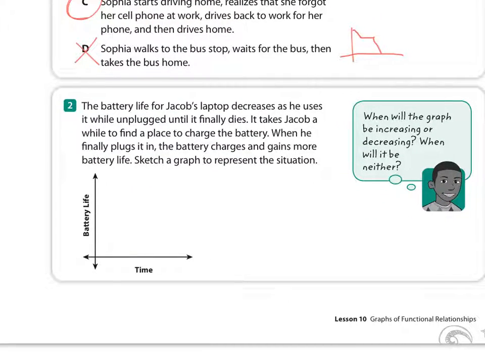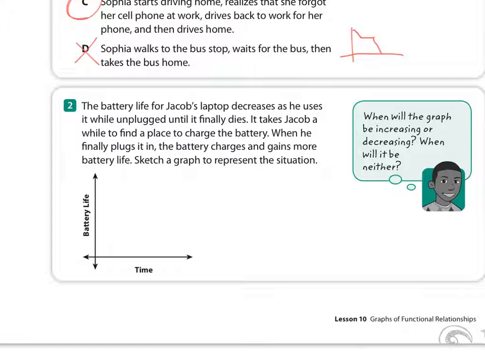Okay, here we've got a sketch graph about battery life. So it says the battery life for Jacob's laptop decreases as he uses it while it's unplugged until it finally dies. So he must start at his house and go to the train station. So I think that's section 1. It takes Jacob a while to find a place to charge the battery. When he finally plugs it in, the battery charges and gains more battery life.